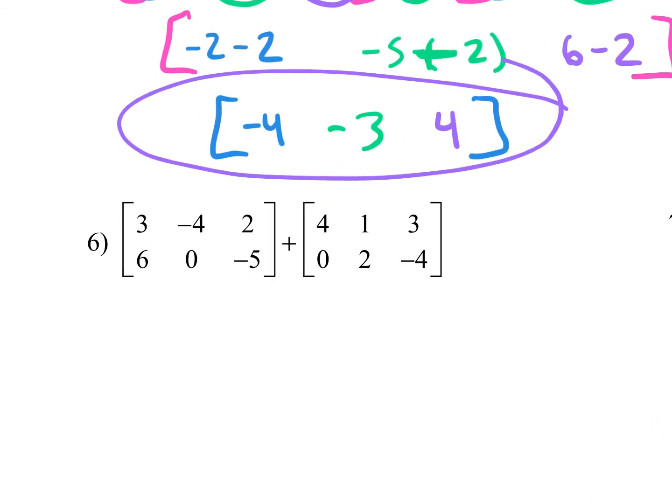So number 6. So here we're just adding. Remember, your answer has to be in the same shape that the question was. A lot of people kind of just did whatever they wanted for the answer. Just make sure it's the same order. So first we have to add.